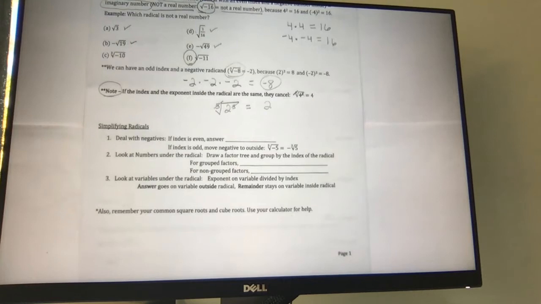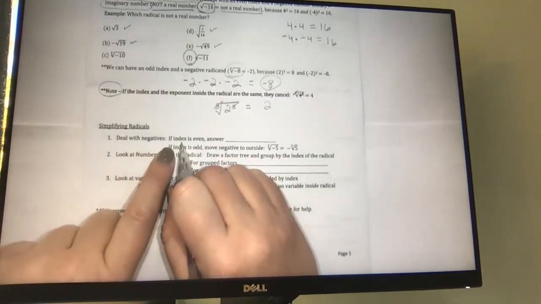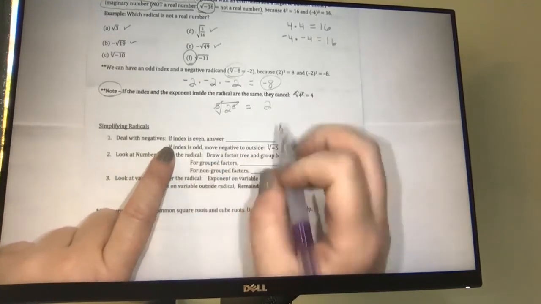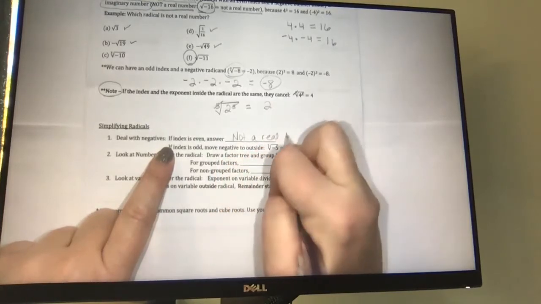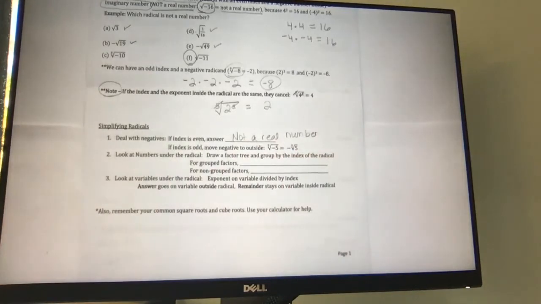Okay, so now we're going to simplify radicals. That's all we're going to do for the rest of this section. We're going to simplify the heck out of them. I mean, wait till you turn the page. That's all we do. So first of all, to deal with negatives, if you have a negative radicand and your index is even, what are you going to write? Not a real number, right? Not a real number. Done.